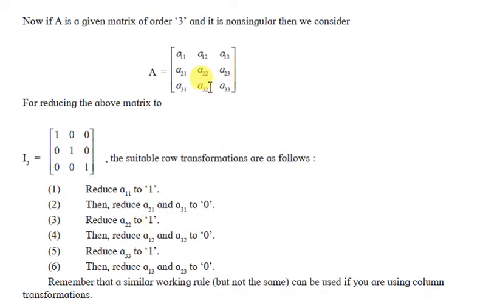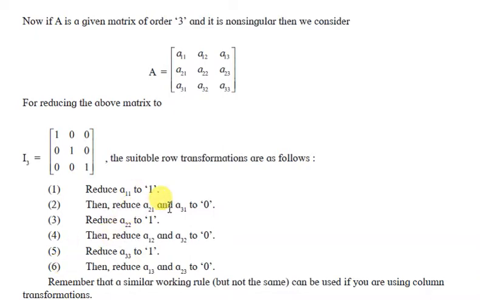In a similar way, the remaining places, that is A12 and A32, we will make 0 by using the A22 value, that is 1. In a similar way, for the last column, the A33 element we will make 1 by using scalar multiplication. And then the remaining terms, that is A13 and A23, we will convert into 0 by using this A33 value, that is 1. So these are the 6 steps we have to apply.